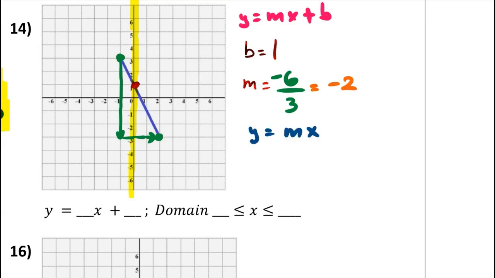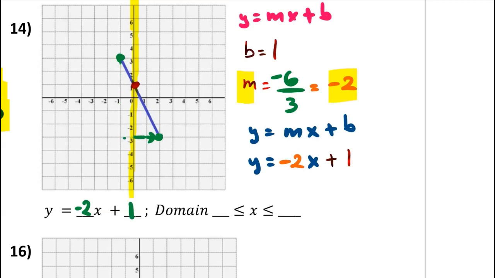Y equal to mx plus b, where m is -2, and then x plus b, b is 1. So y equal to -2x plus 1. Domain is where you chop it up. Domain in this case is -1 and 2. -1 and 2. And that's it.